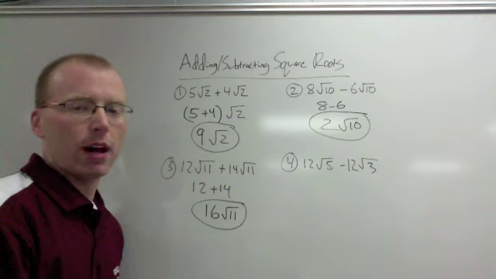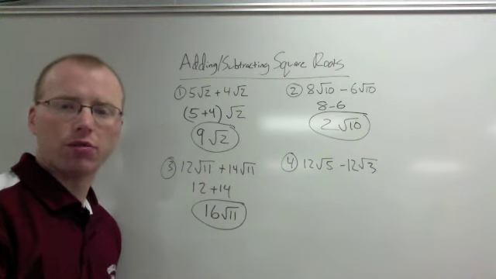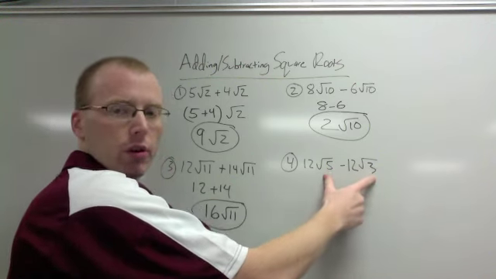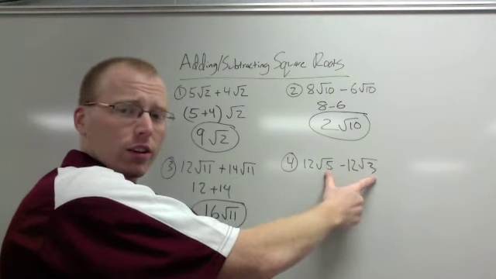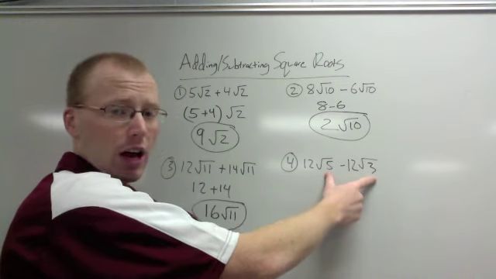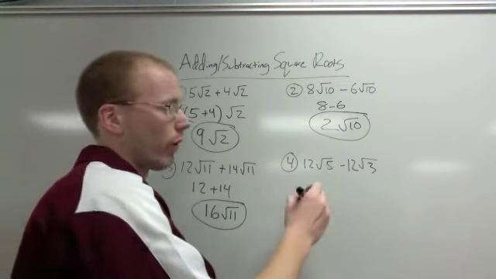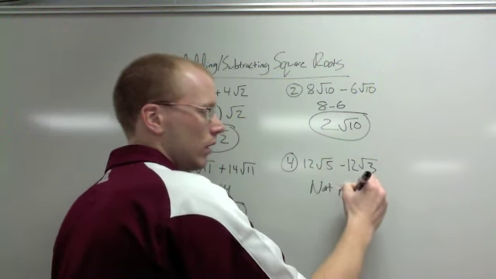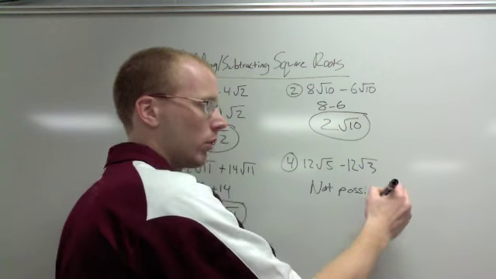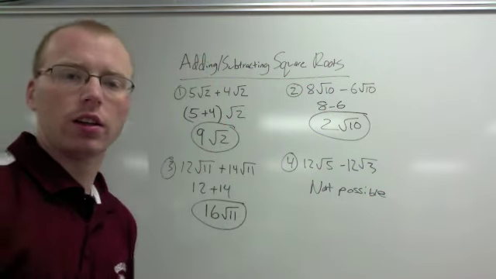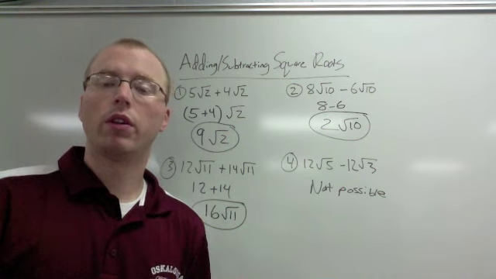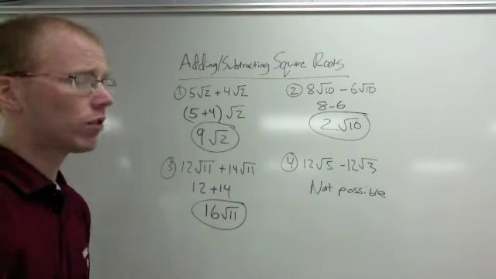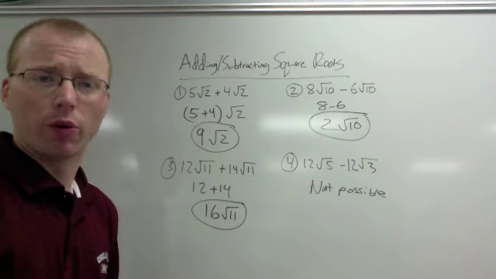Look at our last problem. I have 12 square root of 5 minus 12 square root of 3. So I have the square root of 5 and the square root of 3. These numbers are different. So we cannot add nor can we subtract that number. So for right now we're going to put not possible. So anytime you see two square roots and they each have different numbers, we cannot add or subtract them. And so that is how you add and subtract square root numbers.